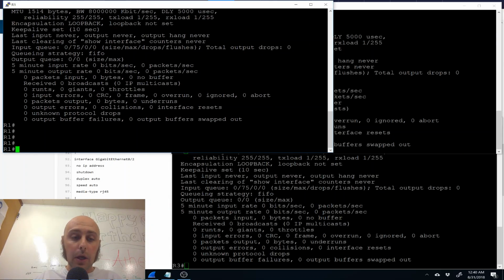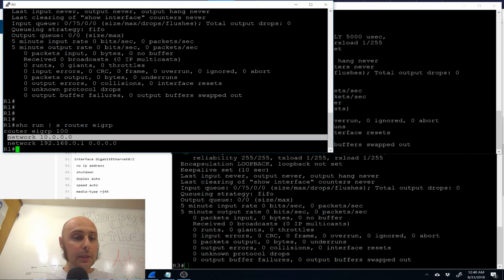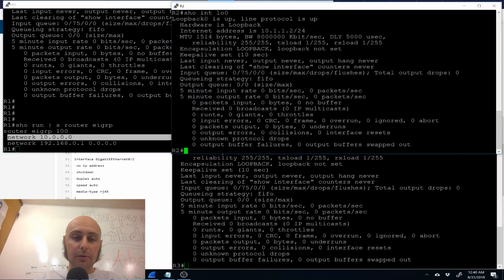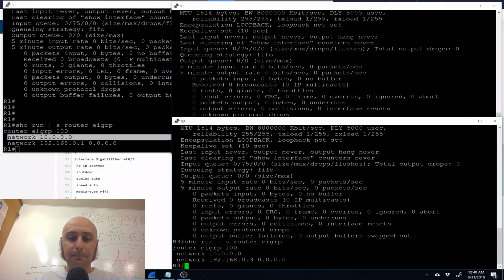So when I turned on EIGRP, I wanted to make sure I included that network. So show run section router EIGRP, and you'll notice I just did network 10. Since it is the only interface in the 10 address space, it will be the only interface included. Show run section router EIGRP. Same thing there, and the same thing here. Okay, so I did turn it on.